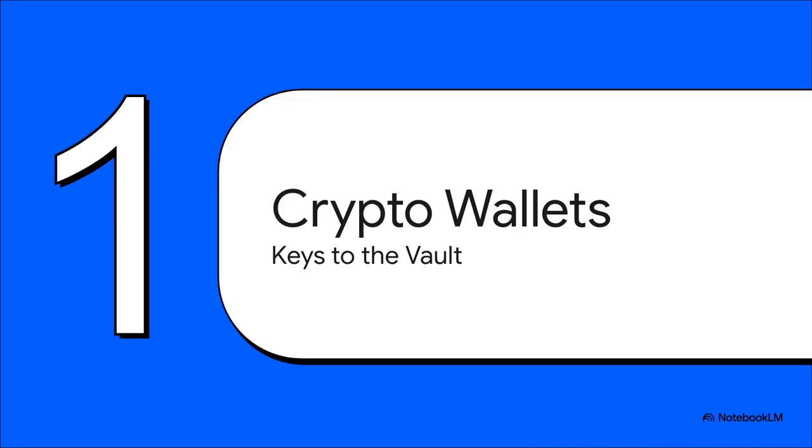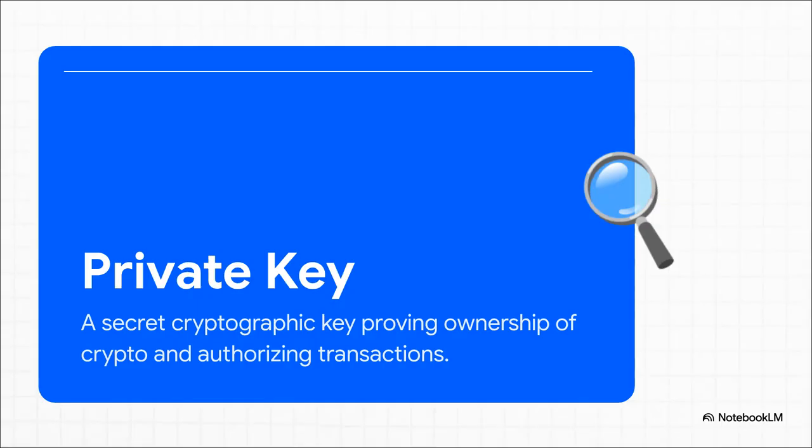Section 1. Crypto wallets explained, keys to the vaults. All right, let's start with the absolute foundation. You'll often hear people talk about a public key or a wallet address. Now, a public key is basically like your bank account number, something you can safely share for people to send you funds. Your private key is the ultimate proof of ownership. It's the cryptographic secret that actually authorizes transactions on the blockchain.